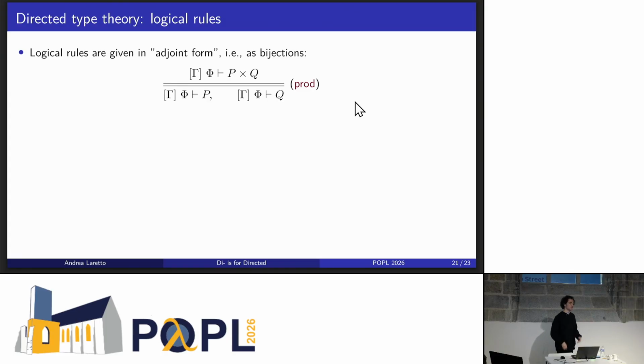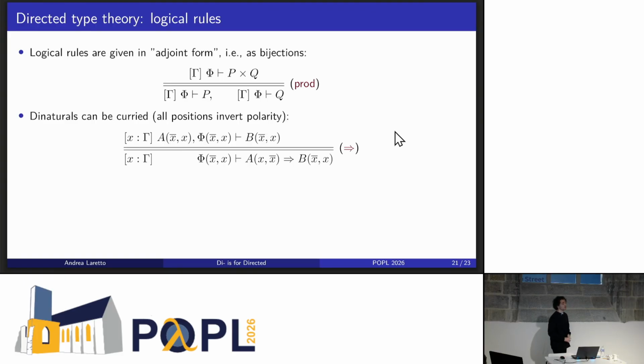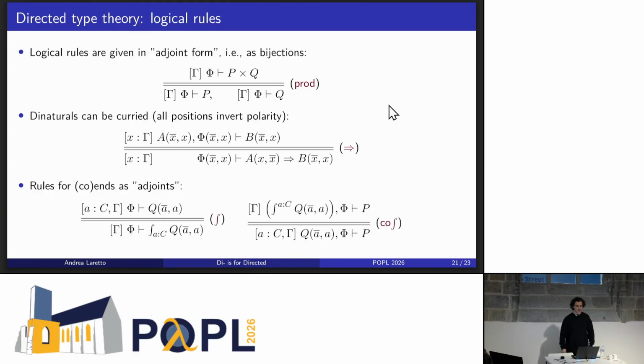These are very similar to the ones you might have seen in simply typed lambda calculus. And then the rule for implication is also very intuitive. It's just currying and uncurrying, with a small catch: when you take this a here and move it on the left side, whenever a variable was used covariantly, now it's used contravariantly and vice versa. It's intuition. And then you have the rules for coends as adjoints. Again, these are not really adjoints because dinaturals don't really compose, but this is what they look like. So here, this is for all, and this is exists, and this is just exactly the bijection you see in the treatment of, for example, Loregian quantifiers.